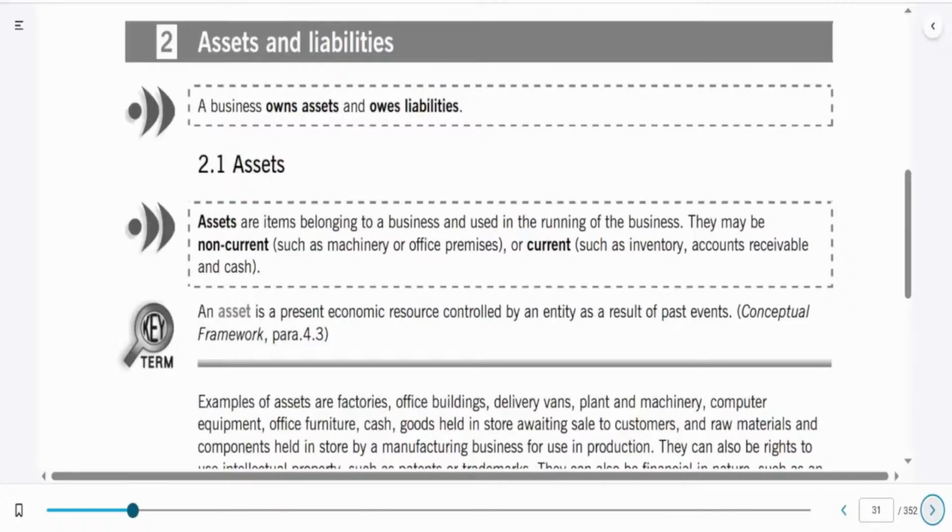Does that make sense? Imagine your own things you own versus things you owe, and then think about it from a business's point of view. That's the essence of assets and liabilities.